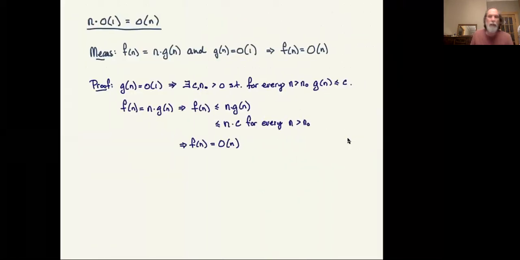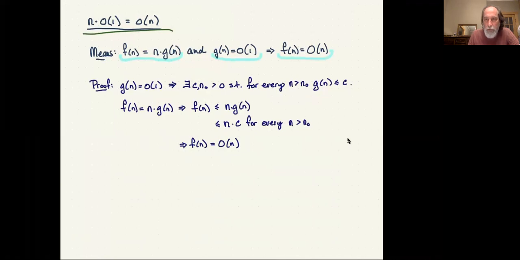So let me clarify what it means as an example, so that if we do lots of these things in the future, you can easily see that they're mathematically meaningful and not nonsense. Okay, so what would it mean if I wrote or said this? Well, you can think of it as meaning this: if f of n is n times g of n, and g of n is big O of 1, then f of n is big O of n.